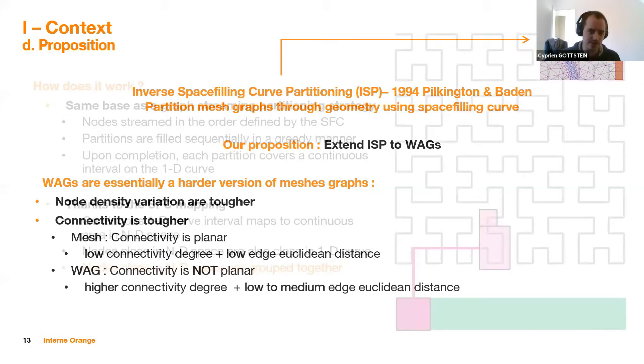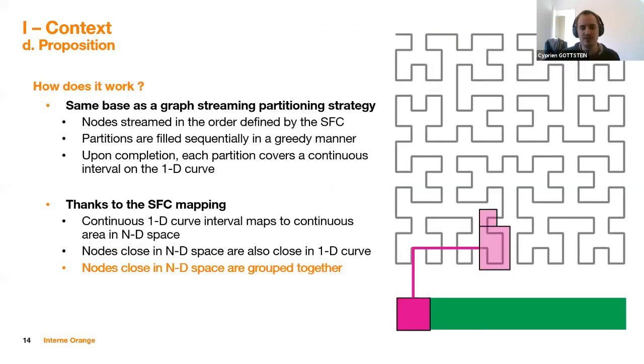So the base is a streaming strategy, but the order used to stream the nodes is actually defined by the space filling curve. And you have a set of partitions, each initialized with a capacity large enough so that you can store the whole graph once all the partitions are filled. And you will fill them sequentially in a greedy manner. So you take the first one, you put nodes inside it, and once it has reached max capacity, you move on to the other one.